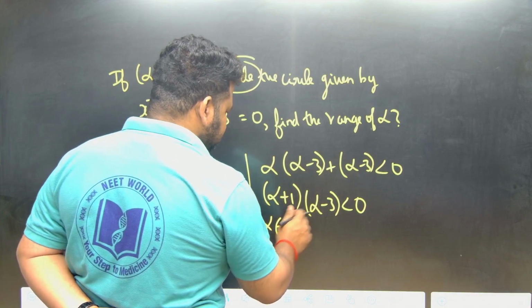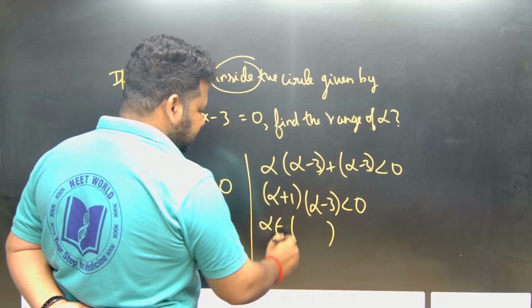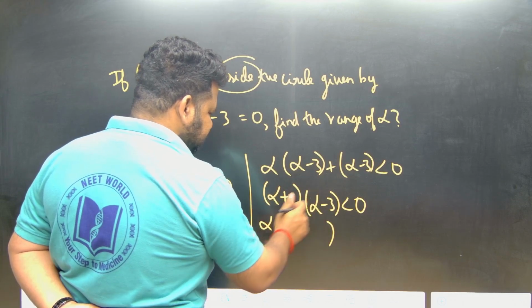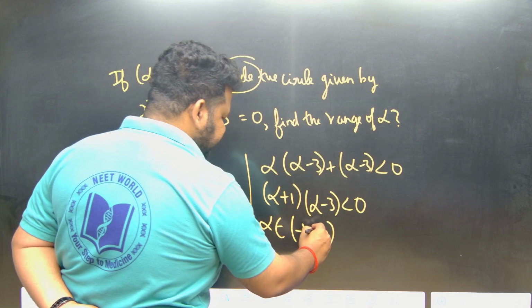So alpha belongs to, here it is an open interval. Why? Because it is less than 0, equals is not there. So it is an open interval. Alpha plus 1, if I equate to 0, what will this be? Minus 1. Alpha minus 3, if I equate to 0, I will get it as 3.